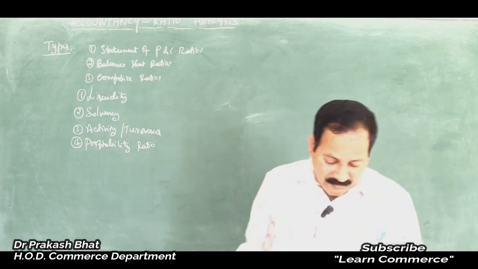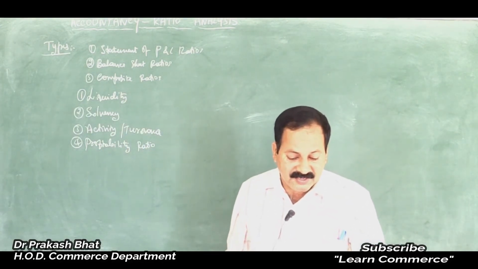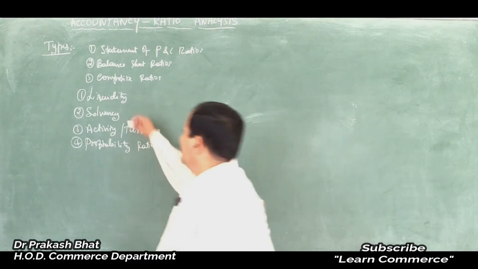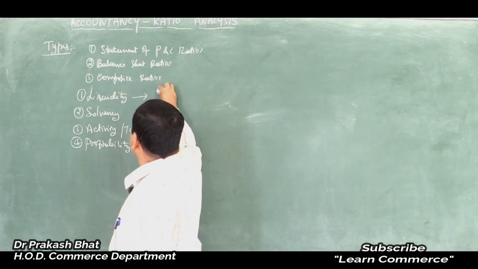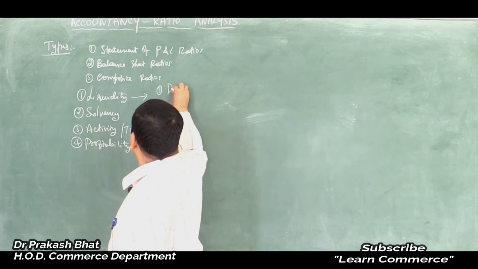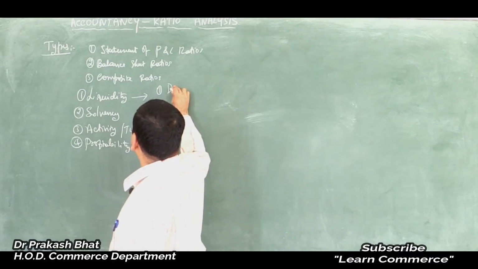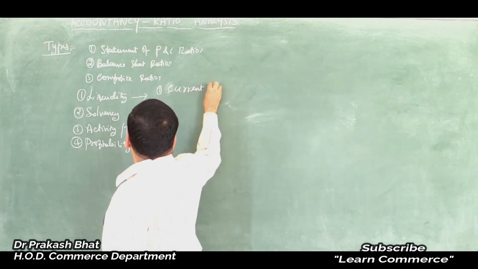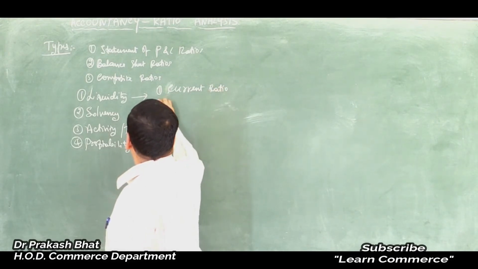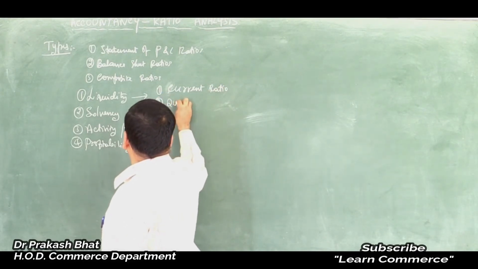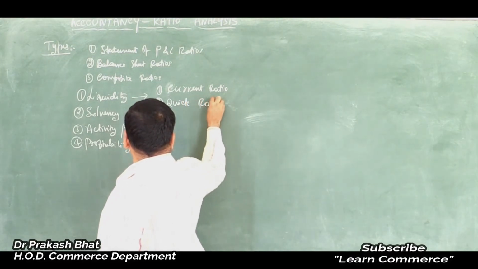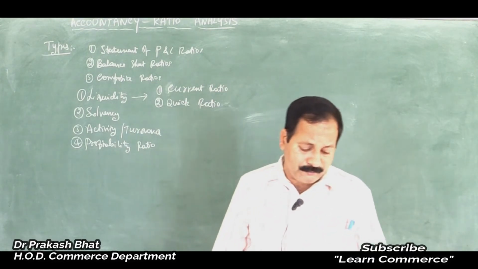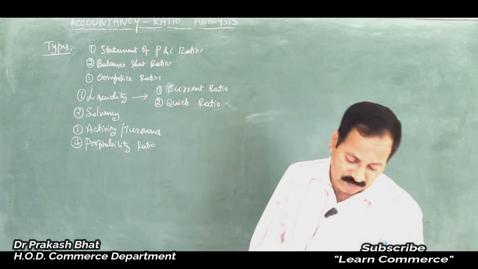I will take up one by one. First I will take up liquidity ratios. There are two ratios under liquidity. First one is, no, I'm sorry, current ratio, and second one is quick ratio. Current ratio and quick ratio. These are the two classifications of the liquidity ratios.